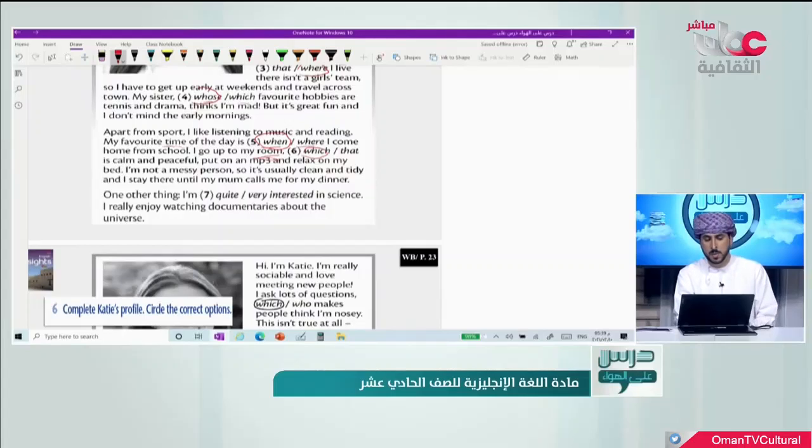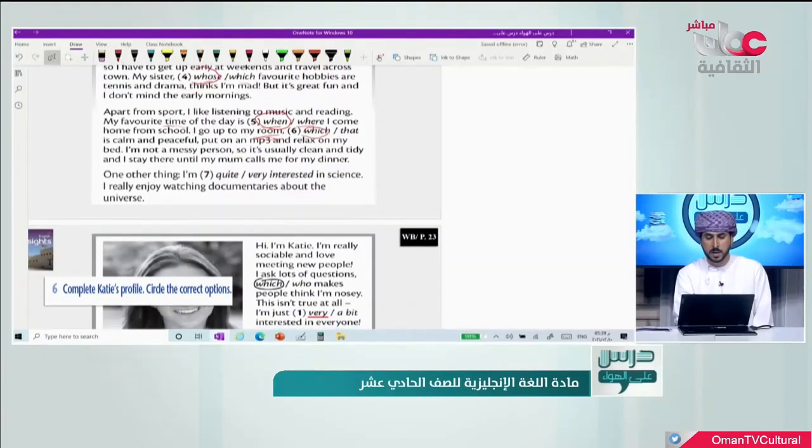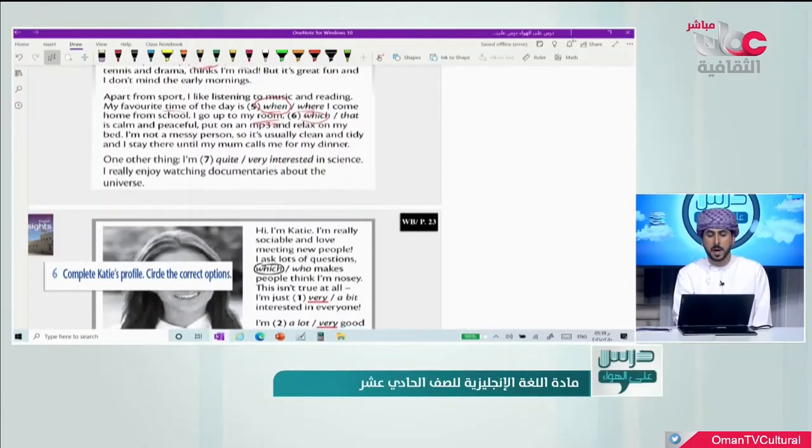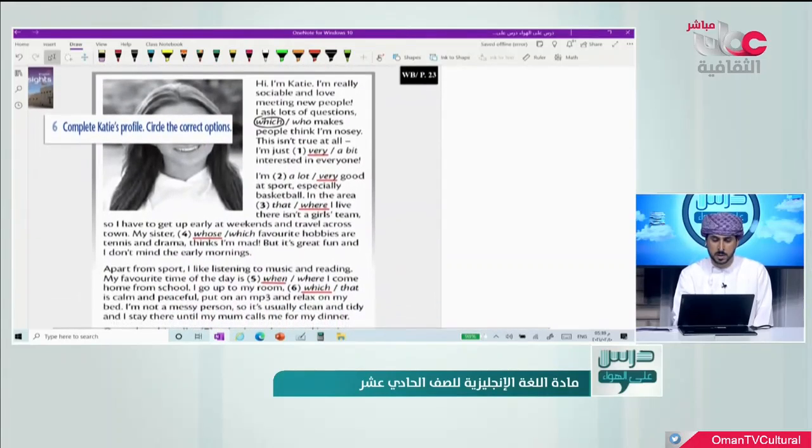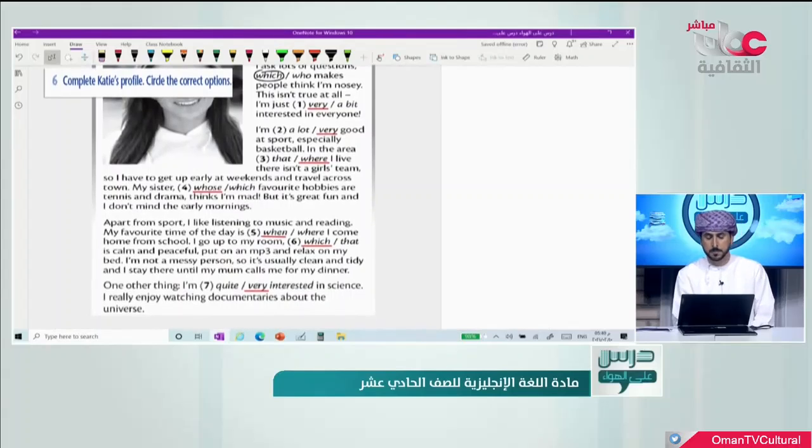I'm not a messy person, so it's usually clean and tidy. And I stay there until my mom calls me for my dinner. On another thing, I am very interested in science. So the correct answer in this case is what? Very. So, on the other thing, or one other thing, I am very interested in science. I really enjoy watching documentaries about the universe. Okay? So just to make sure that you are following me, this is the answer of this question.